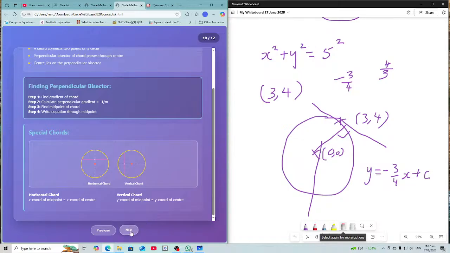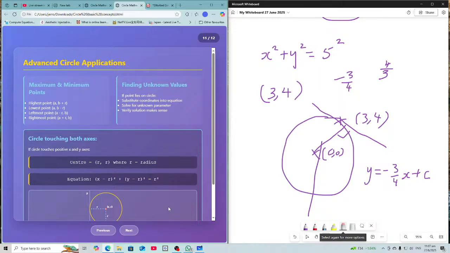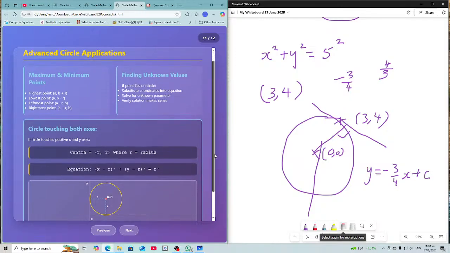And the next thing, advanced circle applications. Okay, I'll just explain a little bit. For instance, there could be questions like that. They ask you, let's say, the maximum and the minimum point on the circle. Sometimes they can ask things like this. Now if you know the radius, it helps you. It can help you a little bit. Let's say for instance the highest point, let me just maybe explain.